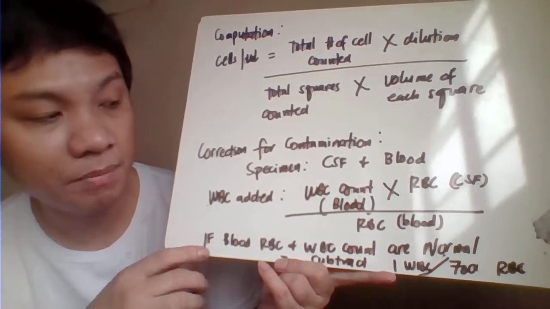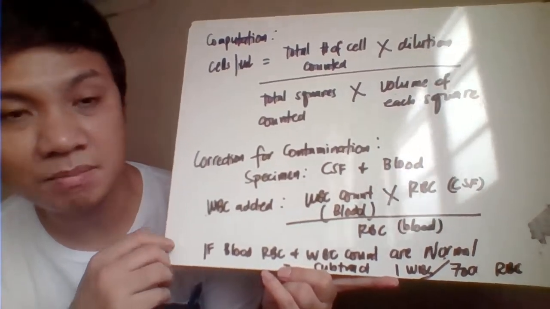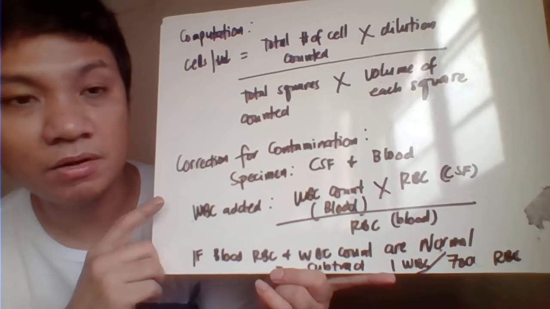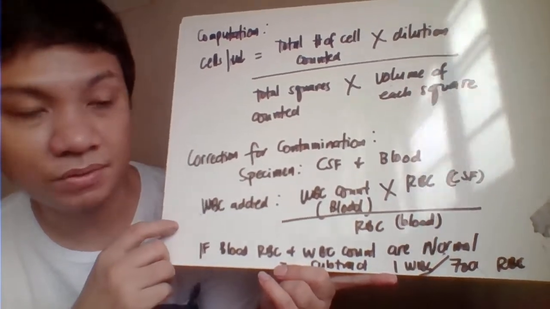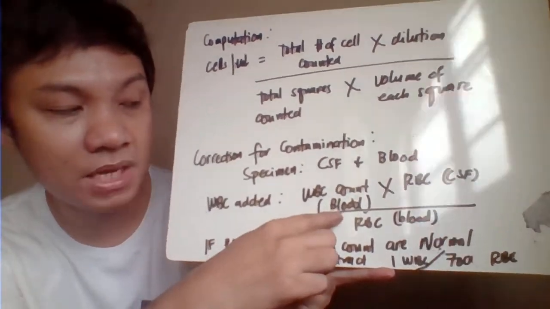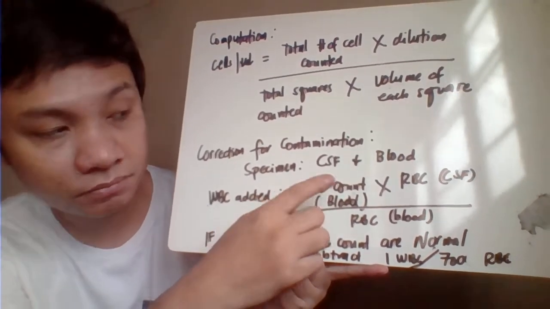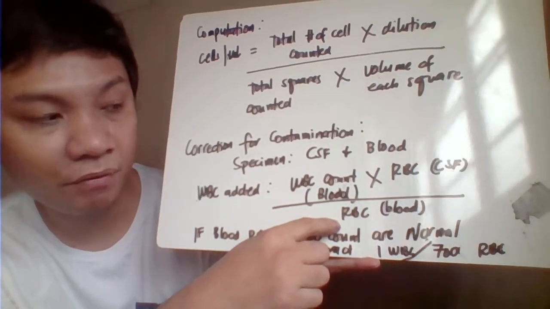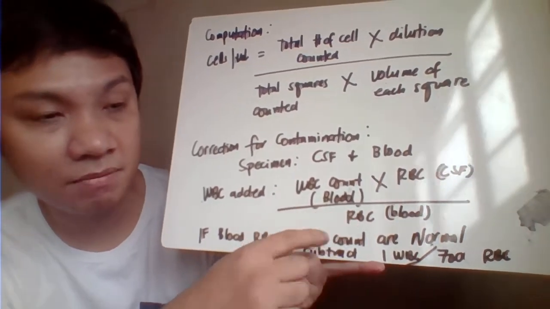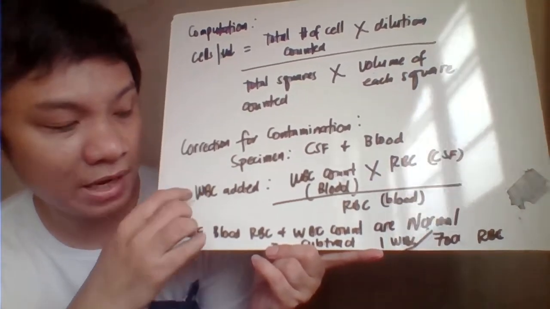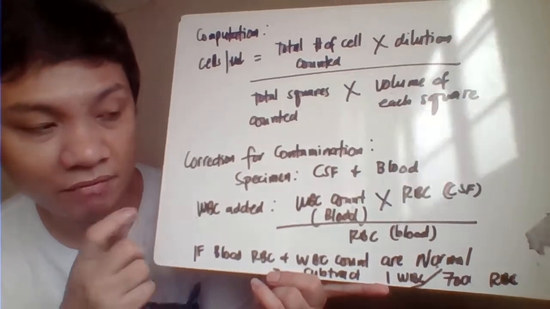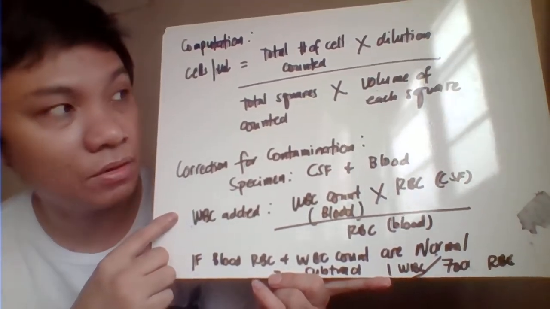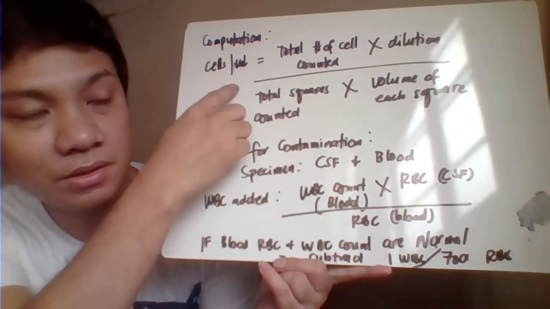So for that, the formula needs the specimen, the CSF. Another one, you also need to collect blood from the patient. So what are we going to do here? For the blood of the patient, perform a WBC count. For the CSF of the patient, perform an RBC count. Also perform an RBC count for the blood of the patient. So this becomes the WBC added. Whatever the result, you subtract it from the result you obtained here.